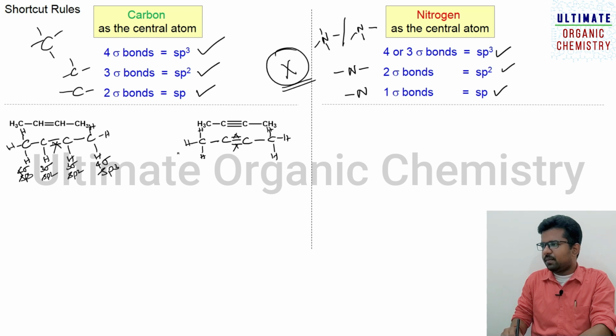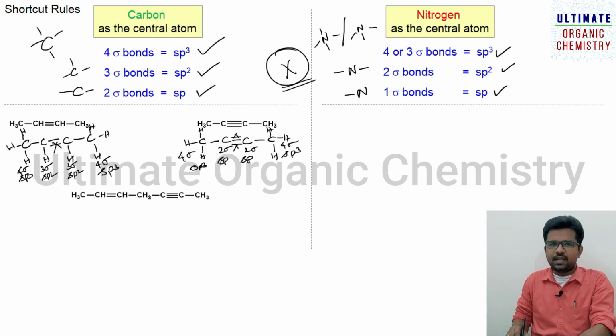Here you have 4 sigma bonds, that is sp3. Here you have 2 sigma bonds, sp. Here you have 2 sigma bonds, that is sp. Here you have 4 sigma bonds, 1, 2, 3, 4. So that is sp3. So let us have one more question. This type of question can be asked in the NEET examination. So just expand the molecule.